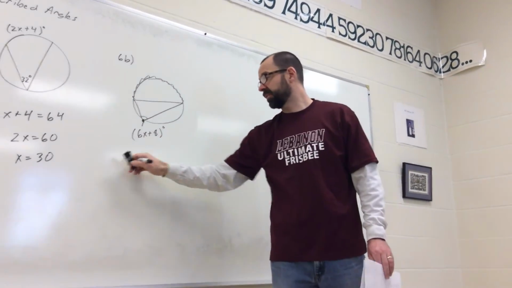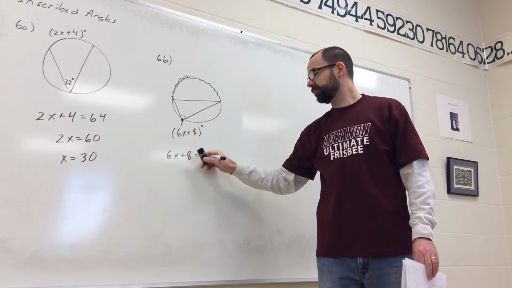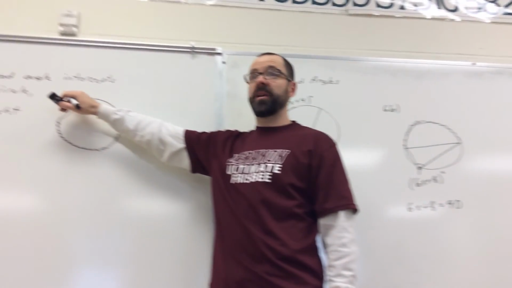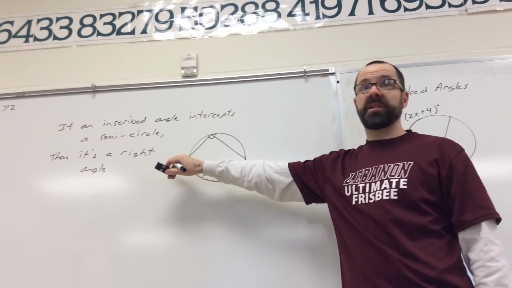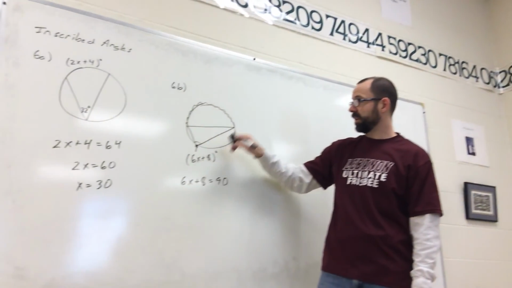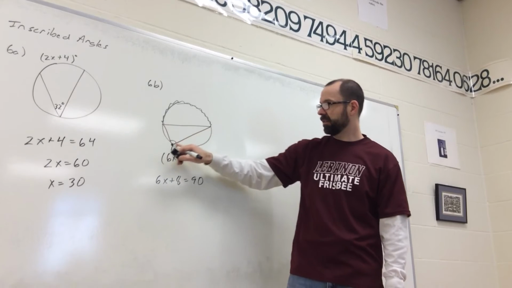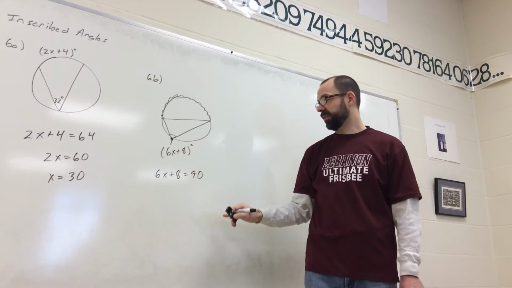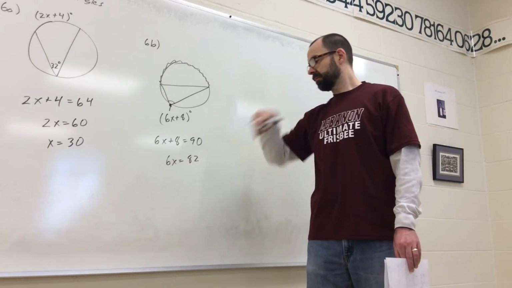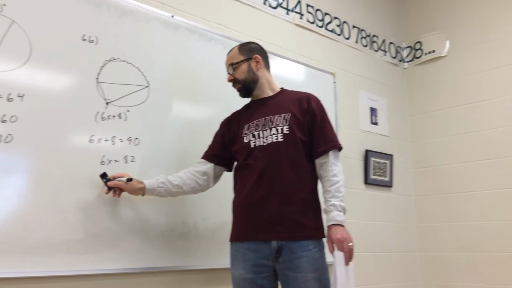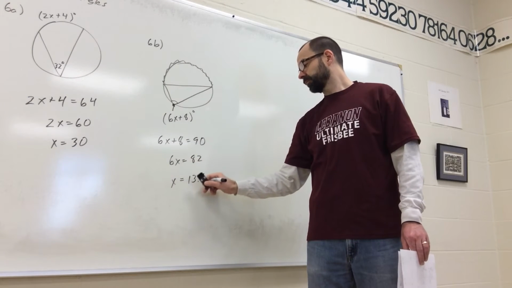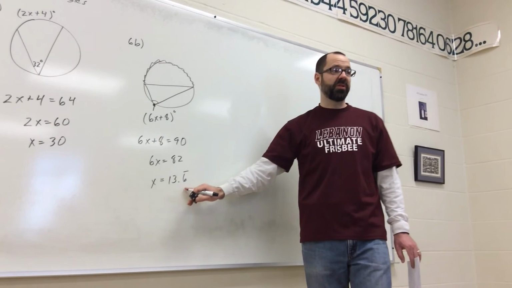Okay, so 6x plus 8 equals 90. That's this one here. If an inscribed angle intercepts a semicircle, then it's a right angle. So we have this semicircle getting hit by the inscribed angle, so that's why it's 90. So then you just subtract 8 and divide by 6. That's 13.6 repeating.